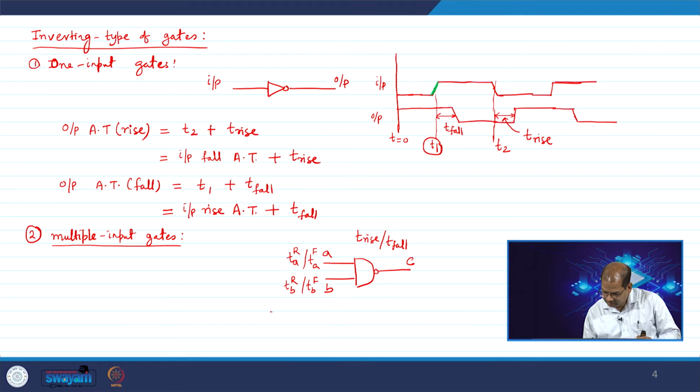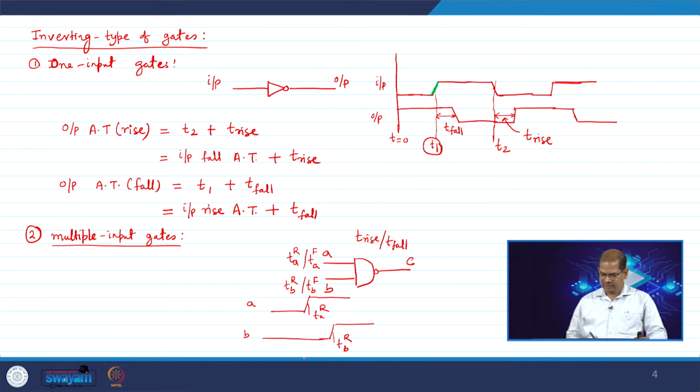Let us say my input is changing, this is my A signal, so this is my T A rise, this is B signal, this is my T B rise. So, I have 2 arrival times. Which one should I take for calculating the output arrival time at this point? We have to consider the worst case. Worst case means out of both, which is giving you the maximum delay? T B rise will give you the maximum delay.